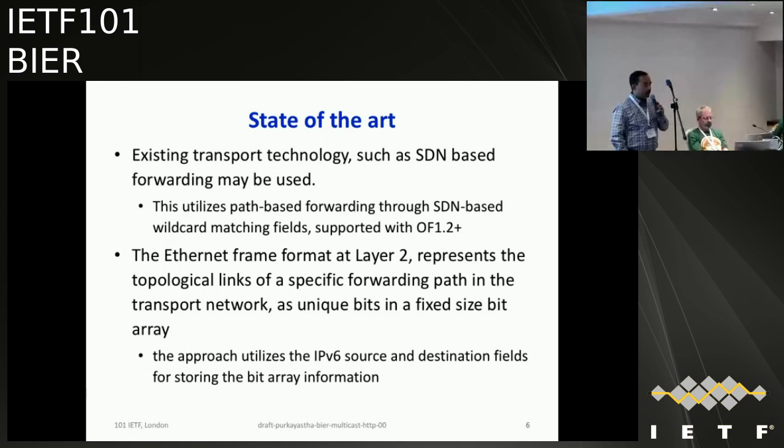So, this use case can be realized using existing transport technologies such as SDN, where we can use the SDN feature of path-based forwarding through wildcard matching fields. What happens there is the Ethernet frame format, layer 2, can represent the topological links of a specific forwarding path in the transport network. And in this approach or implementation, the IPv6 source and destination fields are used for storing this bit array information.